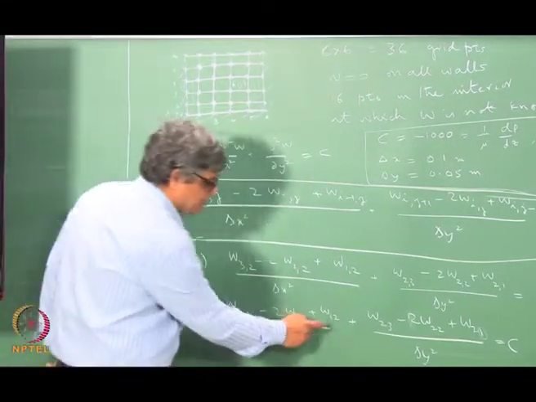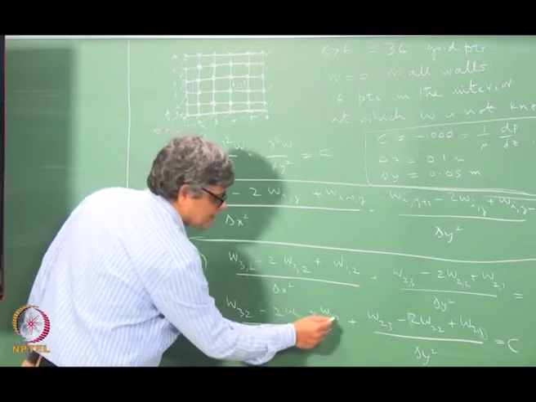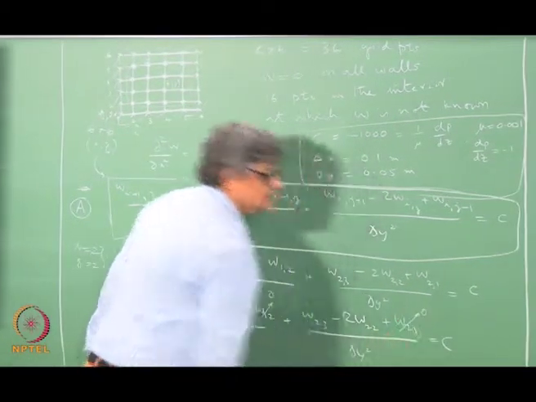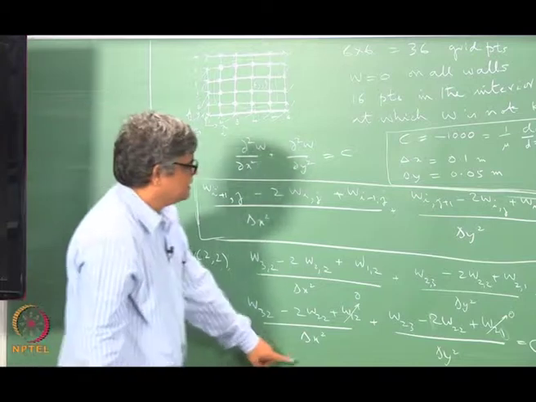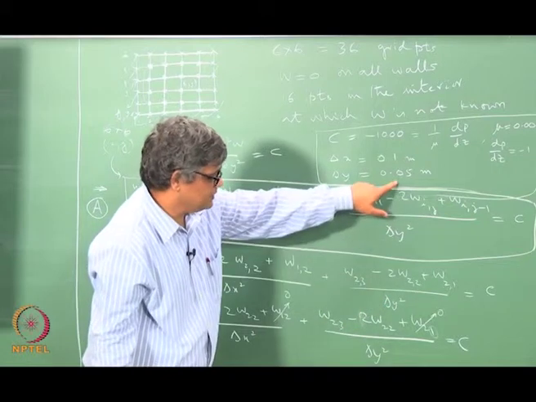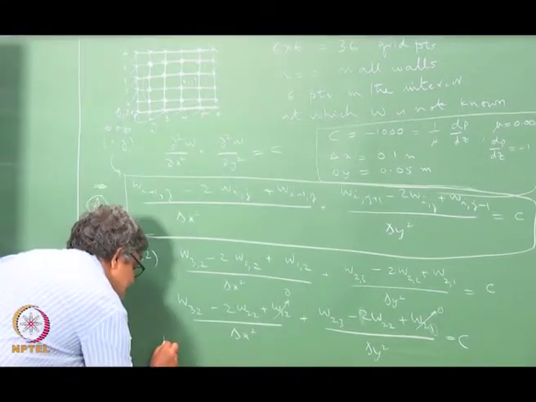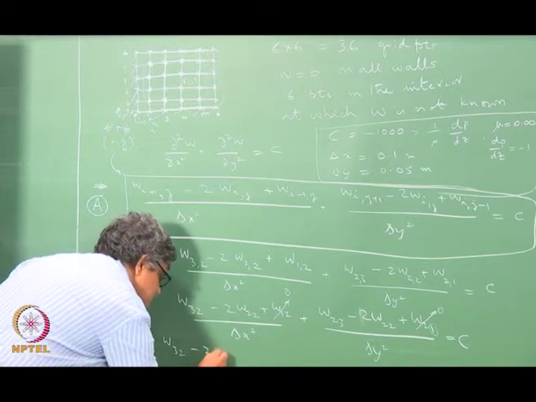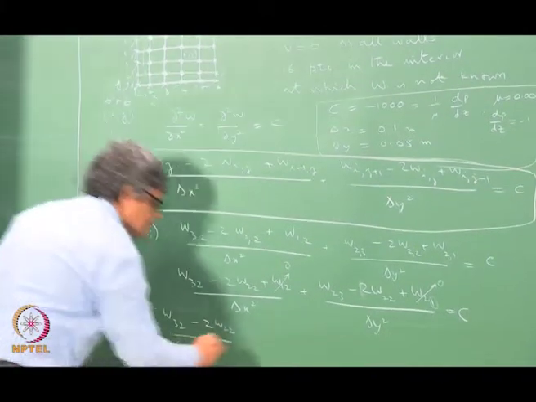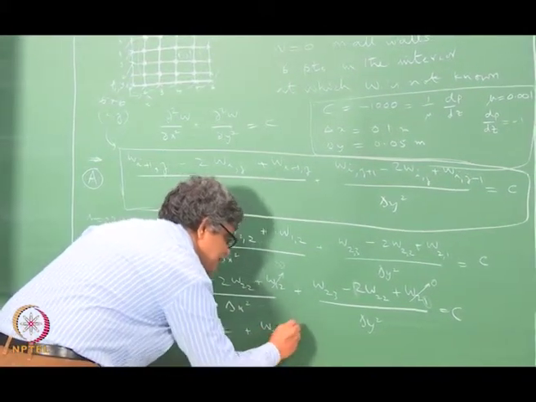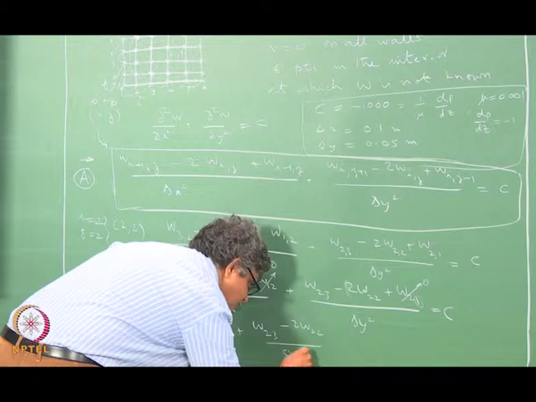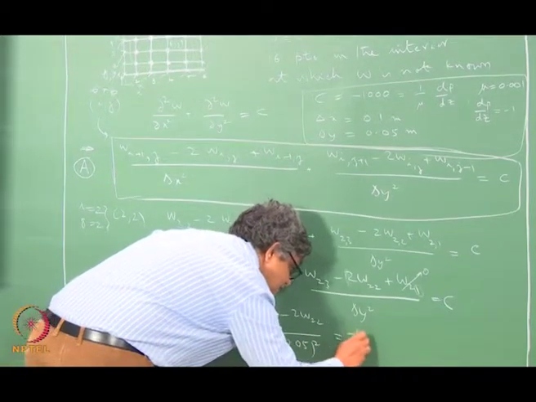So, when we are specifically looking at this point here, this term is 0, and similarly this is 0, and we can substitute delta x equal to 0.1 meters and delta y equal to 0.05 meters, and we can put this as (W32 minus 2W22) divided by 0.1 whole square plus (W23 minus 2W22) divided by 0.05 whole square equal to minus 1000.